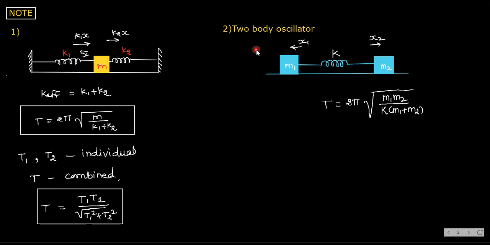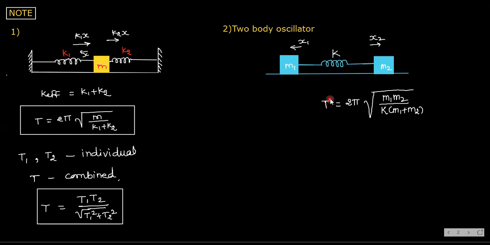Next one, see the two body oscillator. In this two body oscillator, what happens? We have connected two masses at two ends and in between we have connected the spring. Now this side is x1, this side is x2. Okay, because these blocks are going to move this side and this side, so both sides it is displacing.